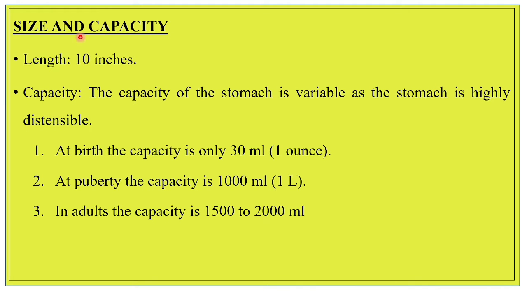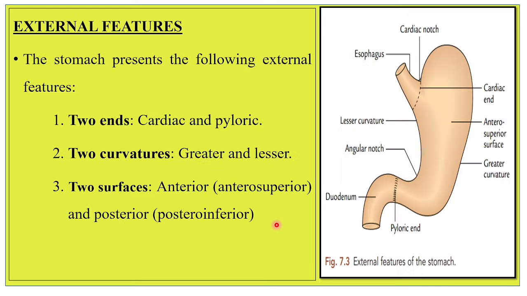So next is the size and capacity. The length of the stomach is 10 inches or 25 centimeters. The capacity is variable as the stomach is highly distensible. At birth the capacity is only 30 ml, that is 1 ounce, and after attaining puberty the capacity is 1000 milliliters or 1 liter, and in adults the capacity of the stomach is 1500 to 2000 milliliters.